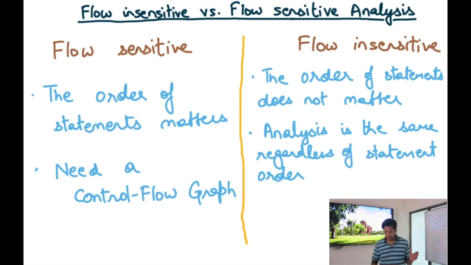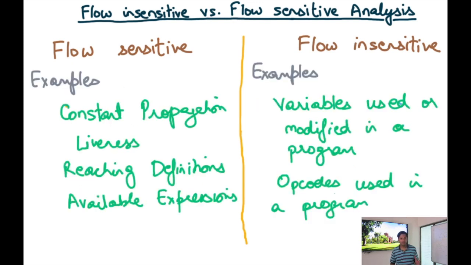data flow analysis. The other category of data flow analysis is flow insensitive data flow analysis, where the order of statements does not matter, and thus you do not need a control flow graph. You only need a set of statements that occurs in the program. And so the analysis is the same regardless of the statement order. You can change the statement order and the results of the analysis are not going to change. So here are some examples of flow sensitive and flow insensitive analysis.